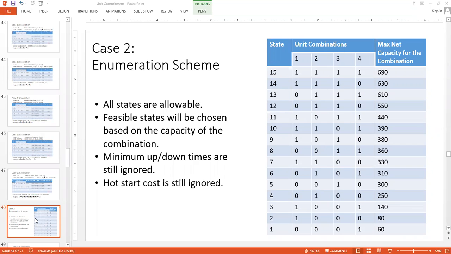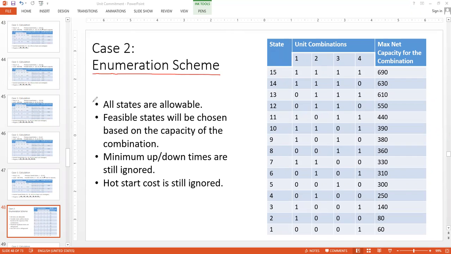And so we are going to start actually with case number 2. In the last session, we talked about case number 1, where we followed the strict priority list ordering scheme for solving a unit commitment problem. In case number 2, we will be solving the same problem. However, now we will be following a different scheme, different than the priority list scheme, which is known as the enumeration scheme.